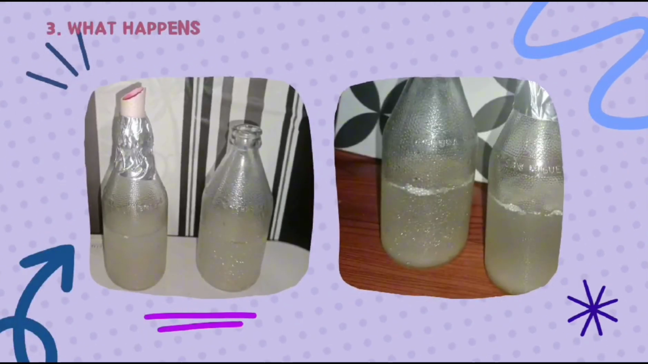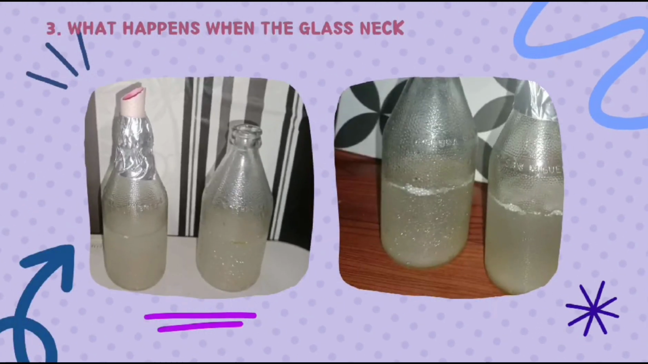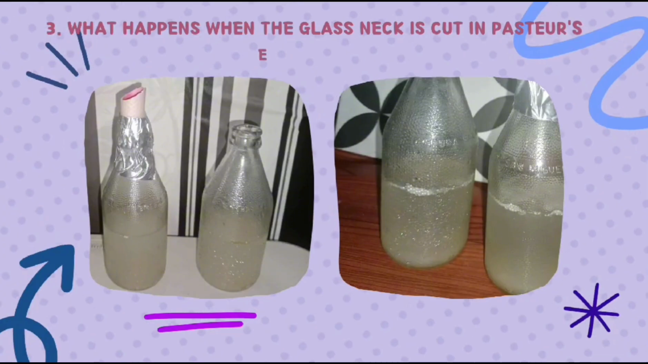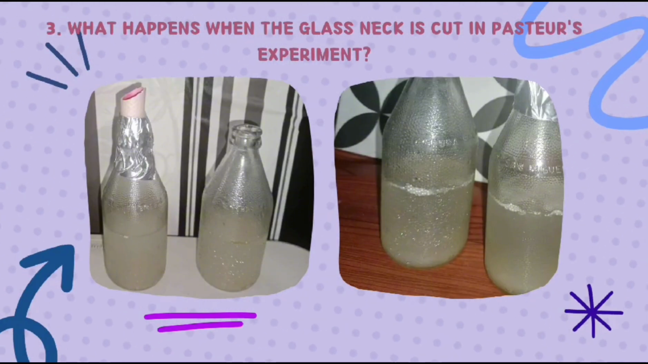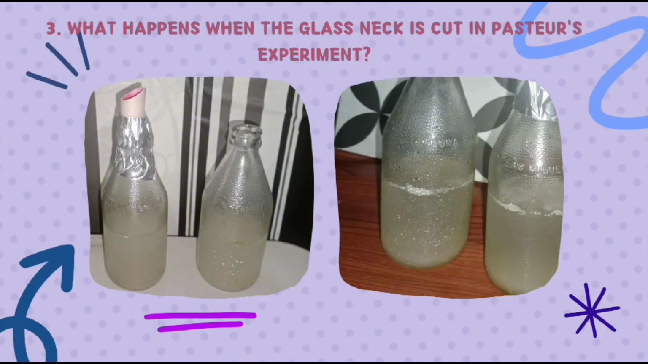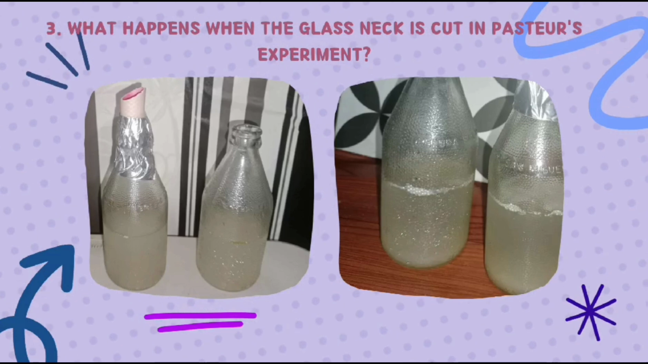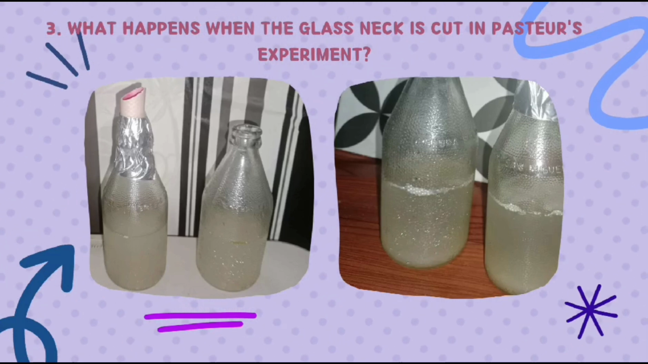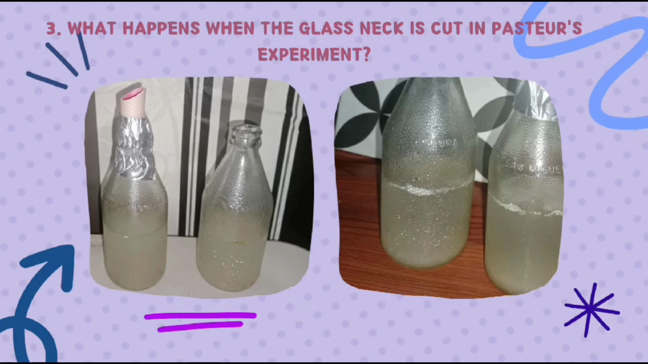What happens when the glass neck is cut in Pasteur's experiment? When the glass neck is cut in Pasteur's experiment, the broth is directly exposed to the air. This allows dust and microbes from the air to enter the broth, leading to microbial growth.